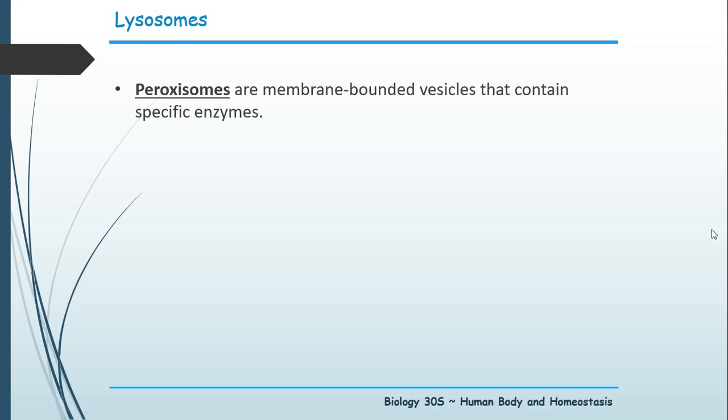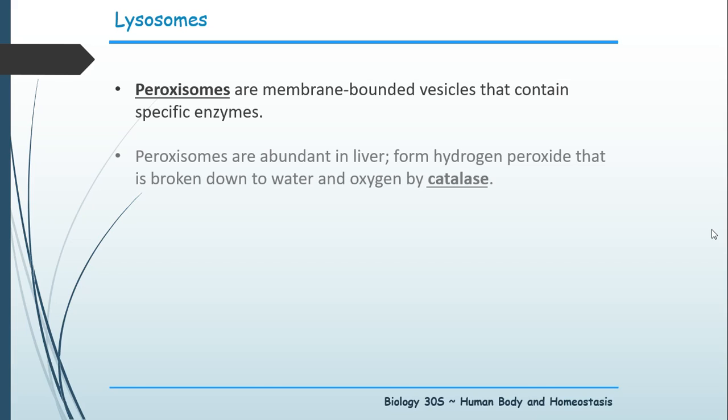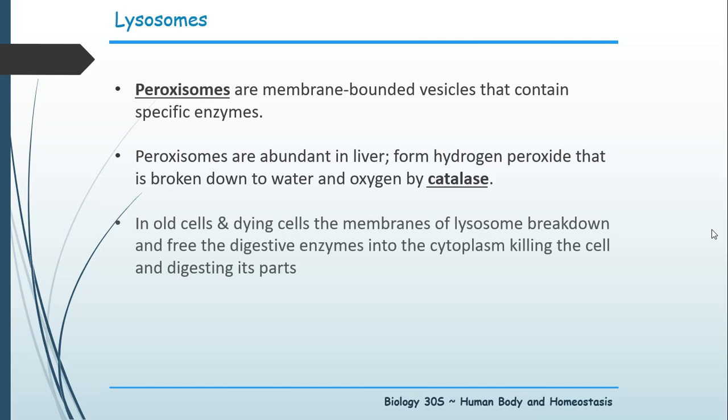We also got these things called peroxisomes. These are membrane-bounded vessels that contain very specific enzymes. These are usually found in the liver, which is your detox site. They create hydrogen peroxide, so that comes in that brown bottle. If you ever get a cut, you might put it on your skin, and it stings a lot. That breaks down into water and oxygen by an enzyme called catalase.